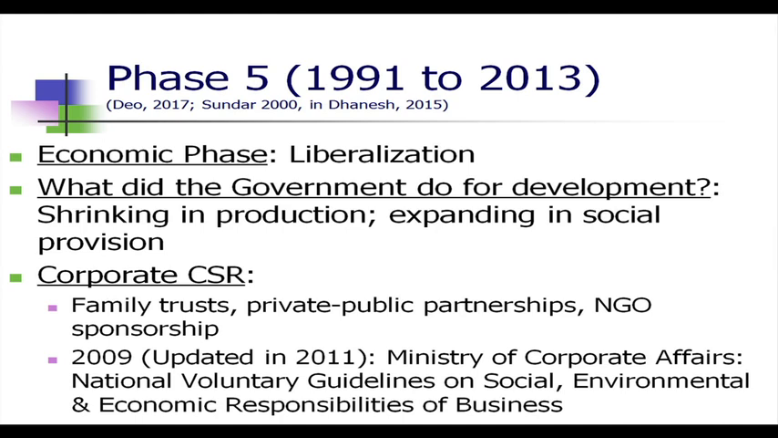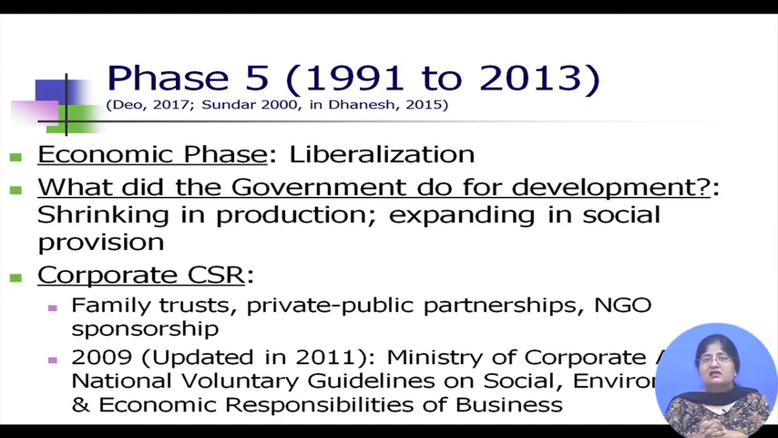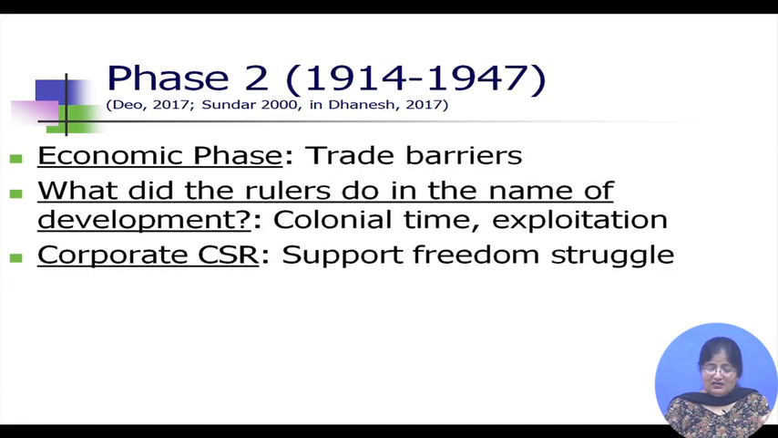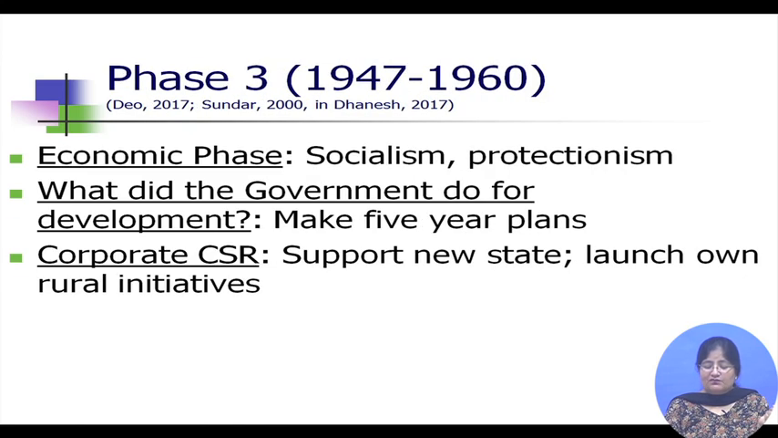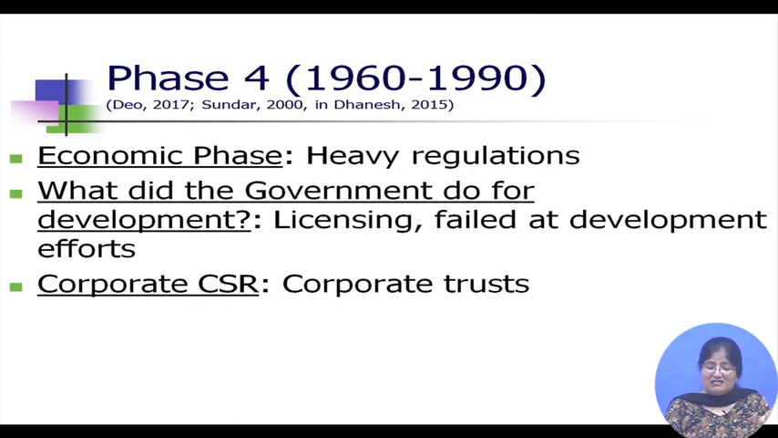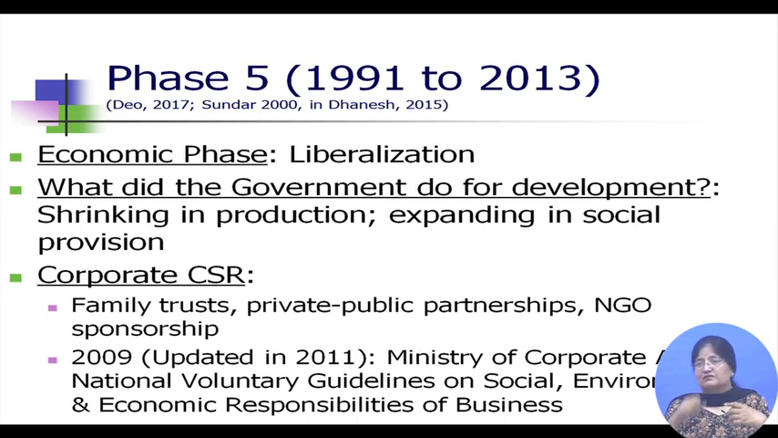The next phase, the 5th phase, lasted from 1991 to 2013. Now again, if you see here, the first classification is 1980 onwards, but Deo has broken this up further, and she says from 1991 liberalization started happening. So we were stable, we knew what we had, we knew where we wanted to go.